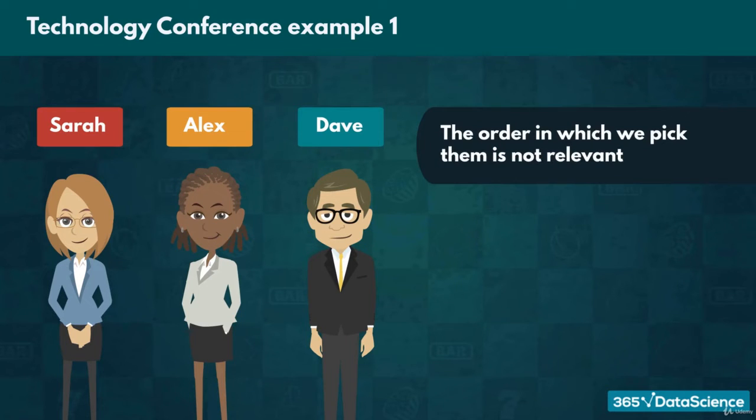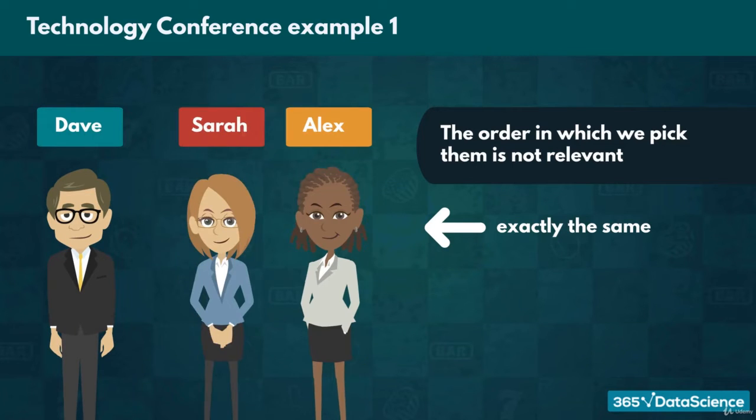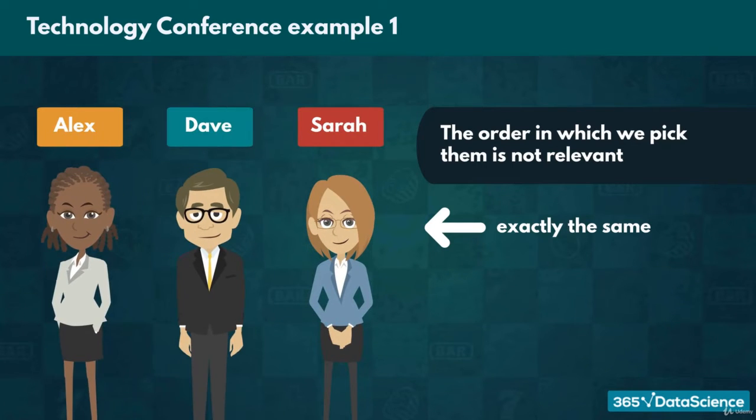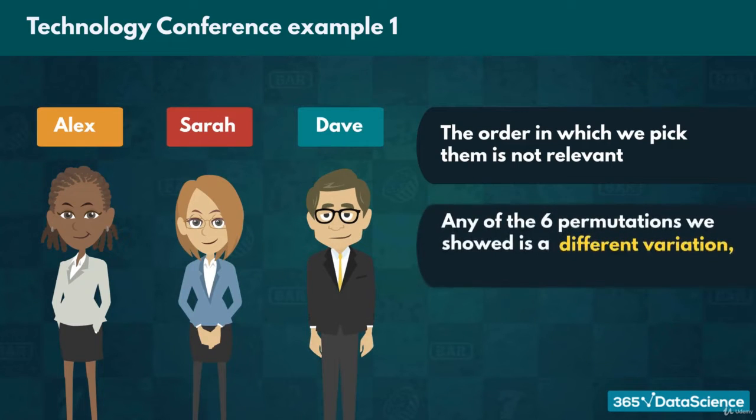Since the order in which we pick them is not relevant, choosing Sarah, Alex, and Dave is exactly the same as choosing Sarah, Dave, and Alex. Dave, Sarah, and Alex. Dave, Alex, and Sarah. Alex, Dave, and Sarah. Or Alex, Sarah, and Dave. Any of the 6 permutations we wrote is a different variation, but not a different combination. That is what we meant when we said that combinations take into account double counting.